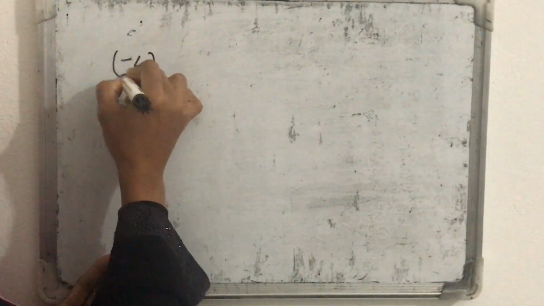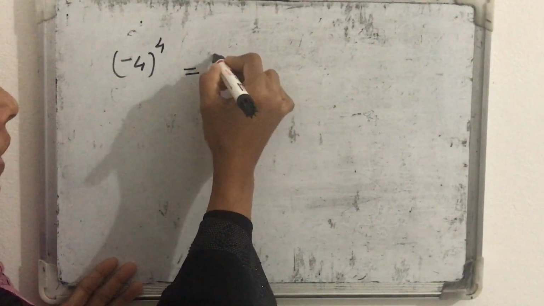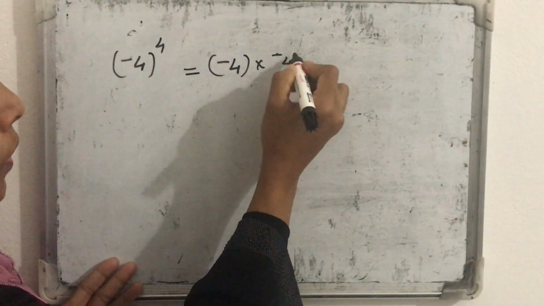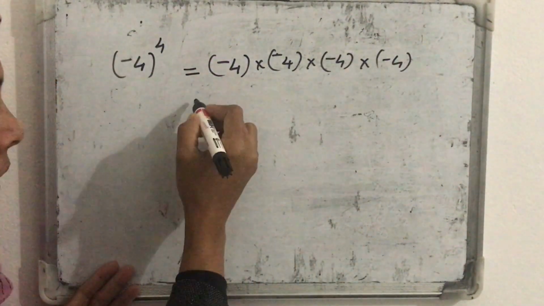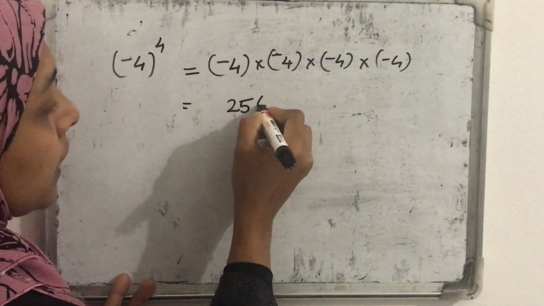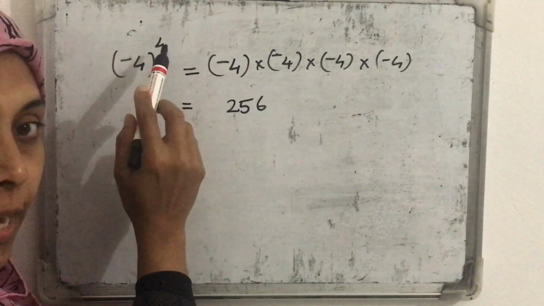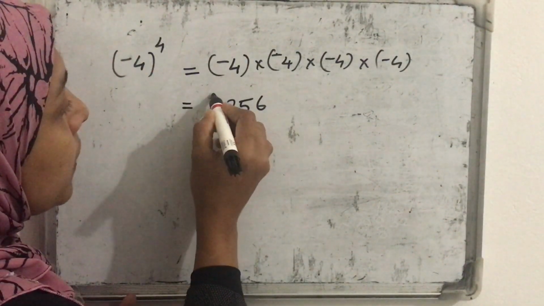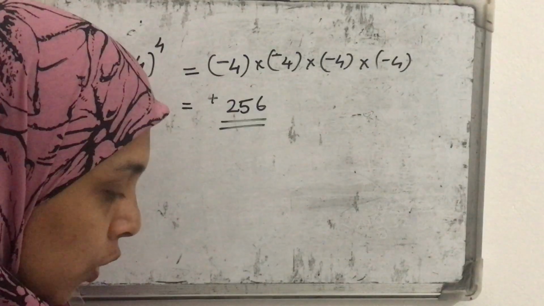Suppose one question is given: minus 4 whole raised to 4. Find the value of minus 4 whole raised to 4. How do we find its value? Minus 4 we multiply how many times? 4 times. Minus 4 into minus 4 into minus 4 into minus 4. So it will be 16 into 16, 256. Then what will be its sign, negative or positive? Here we know 4 is an even number, so its value will be positive. So 256 is the value. Like this we can find the value of a number.